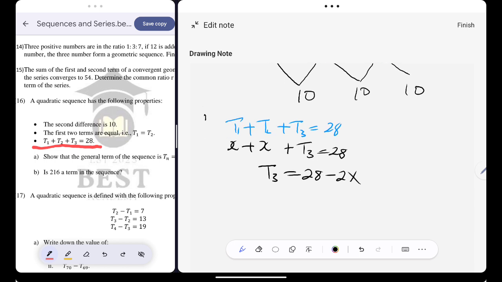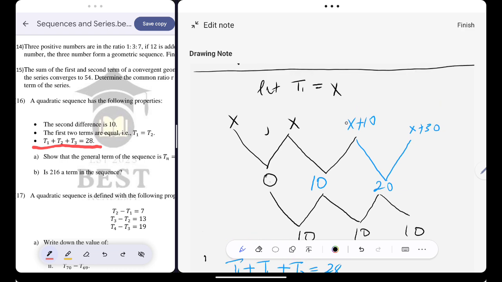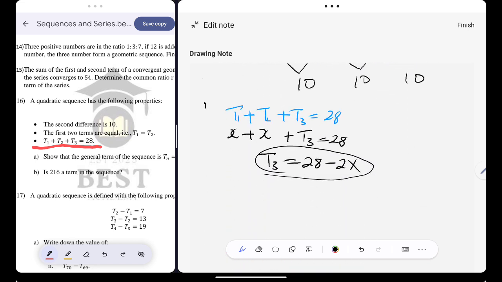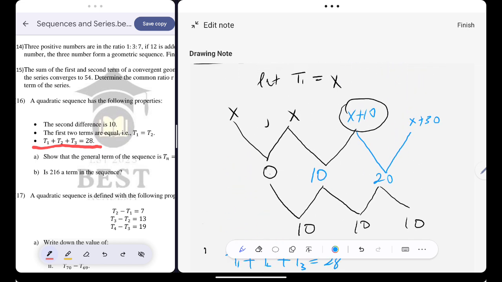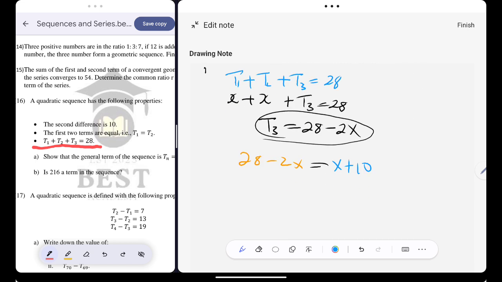Are you together? According to what they gave us, but according to our own findings, we found out t3 is equal to x plus 10. So these two terms represent t3, so we can make them equal. We can say that 28 minus 2x is equal to x plus 10, because whenever we analyze what we are given, we found out our third term is equal to this. So these two things are equal, right? The only thing we need to do is just solve for x.